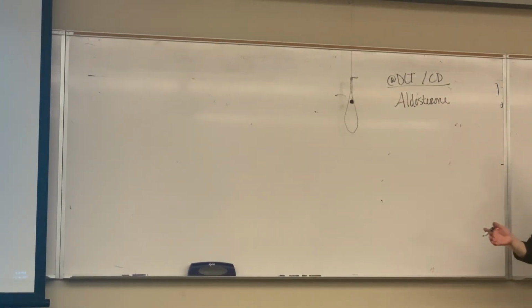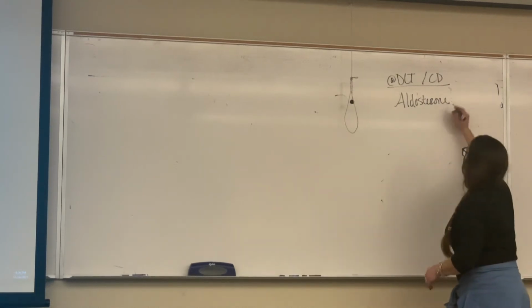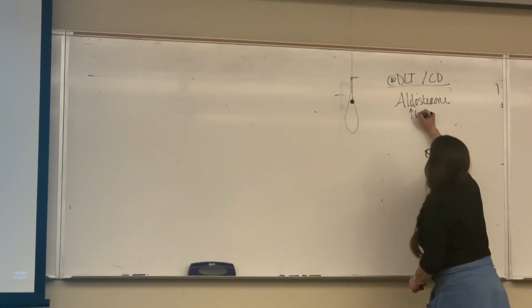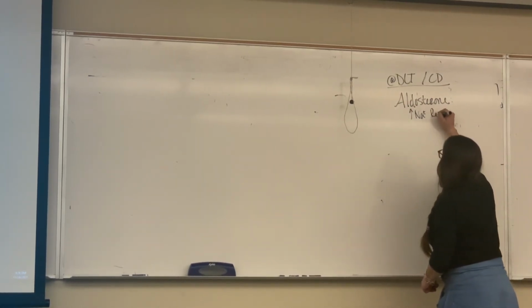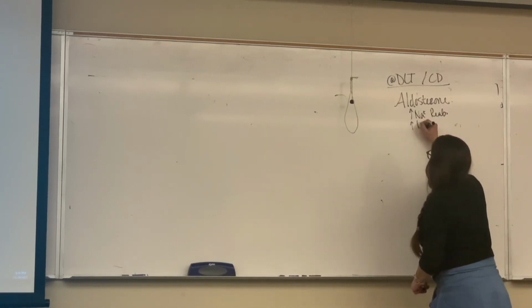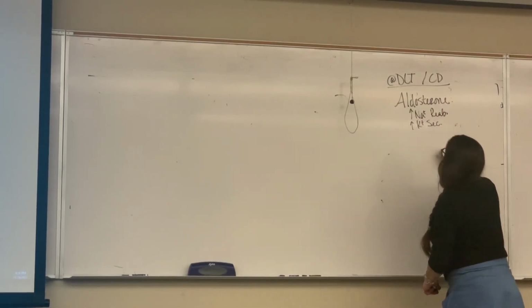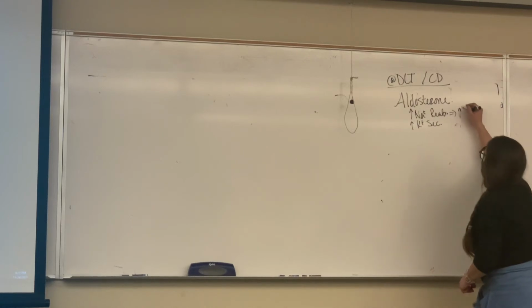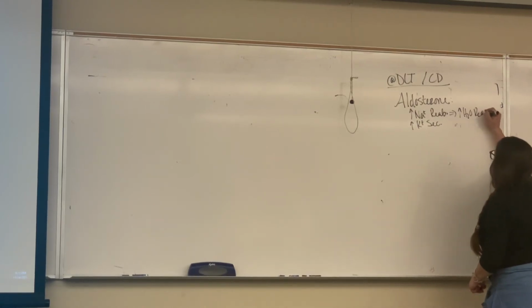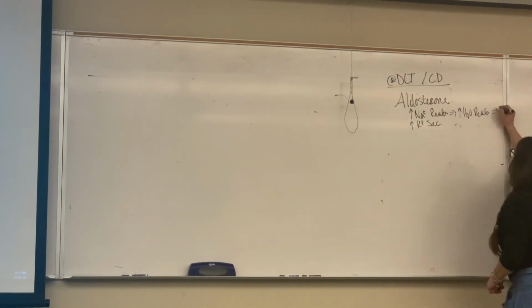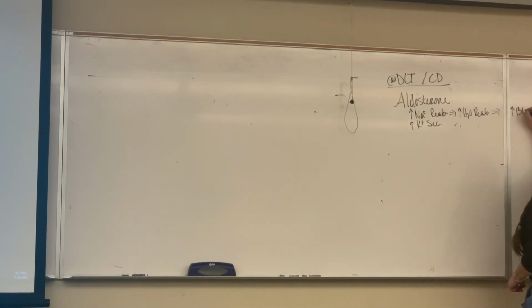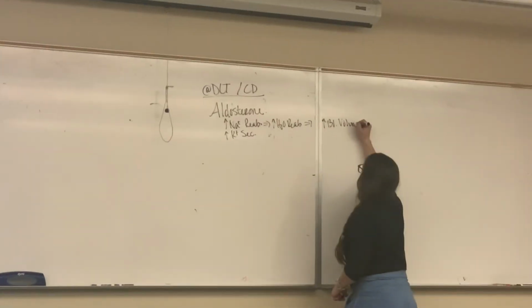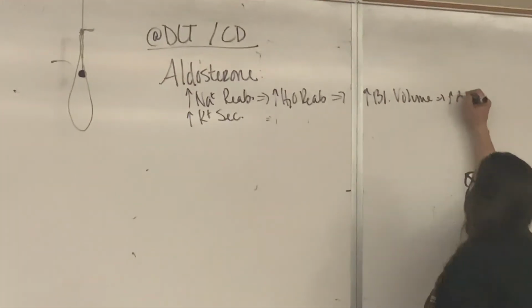So you already know what aldosterone does, okay? So just, again, a quick review. It's going to increase sodium reabsorption. It's going to increase potassium secretion. Water's going to follow that sodium, so we'll increase water reabsorption. That'll increase our blood volume, and that increases our blood pressure.